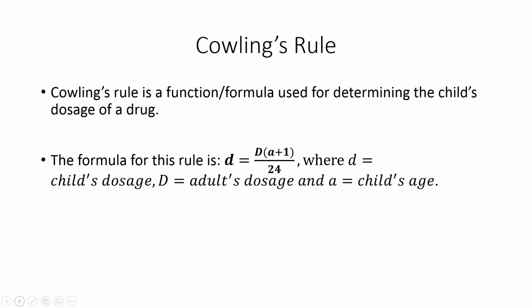Now it's important that you define your variables so we will know what they represent. So in this case, lowercase d represents the child's dosage. Capital D represents the adult's dosage. And lowercase a represents the child's age. So if we have any two pieces of information, then we can figure out the other piece of information. For example, if we were given the child's dosage and the adult's dosage, we can tell the age of the child that would be receiving that dosage.